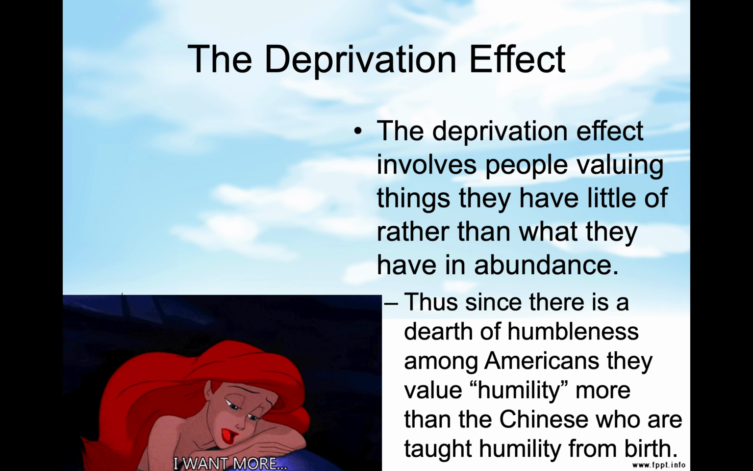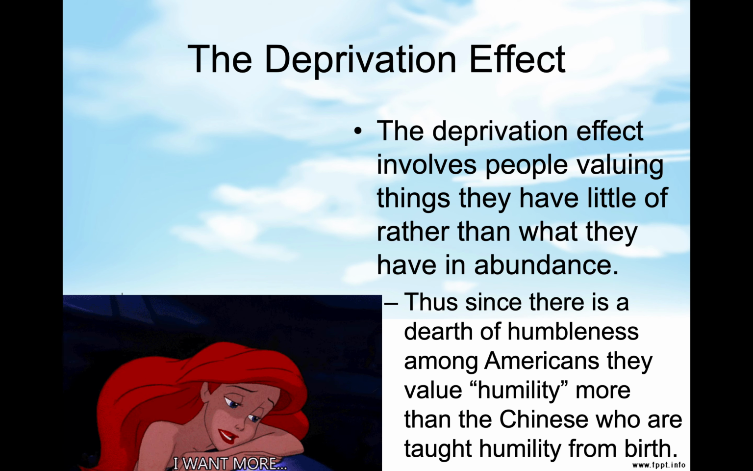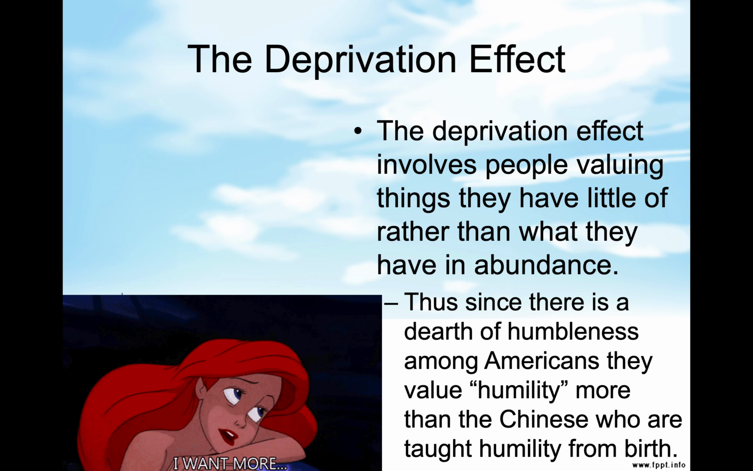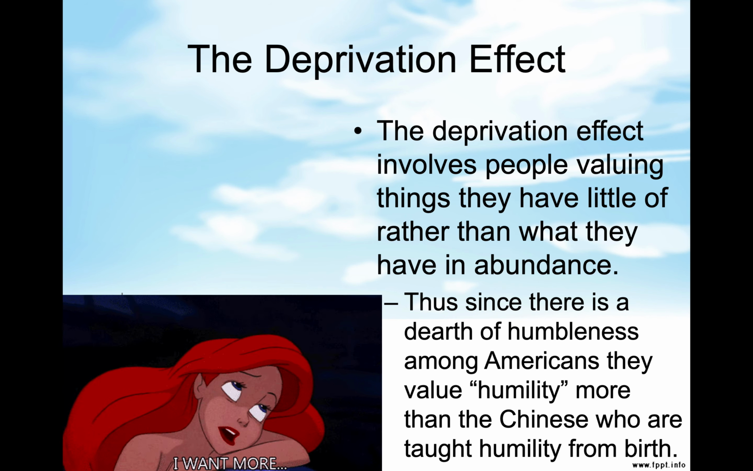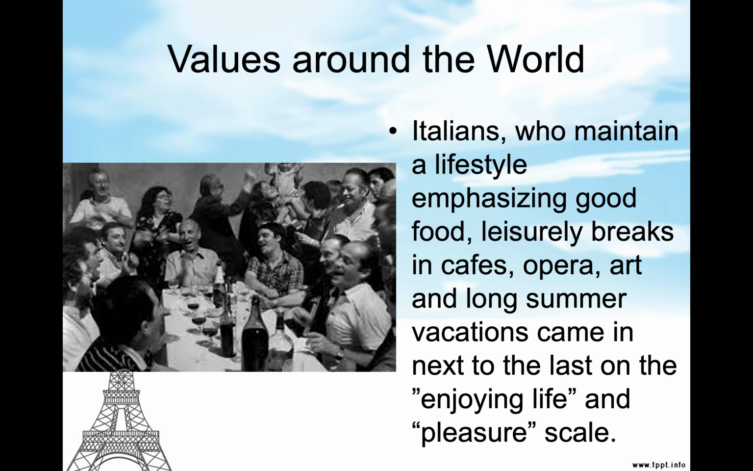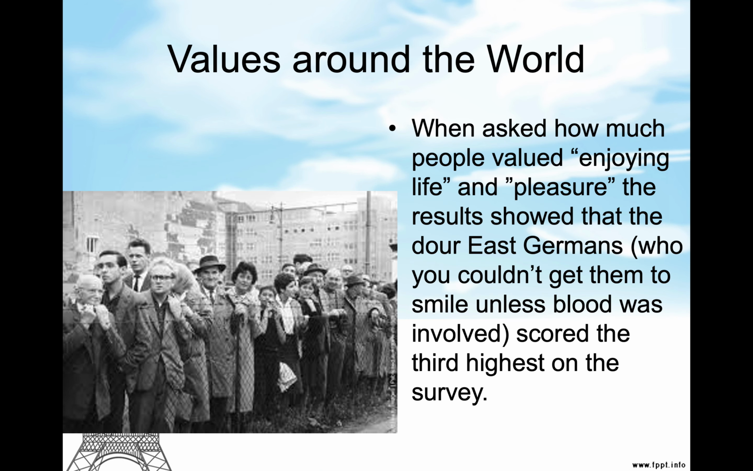The deprivation effect involves people valuing things that they have little of rather than what they have in abundance. Thus, since there is a dearth of humbleness among Americans, they value humility more than the Chinese who were taught humility from birth. So this is what's going on here. This is why the Germans scored so high on enjoying life and pleasure. Since they had very little of it, that's what they desired. That's what they focused on.